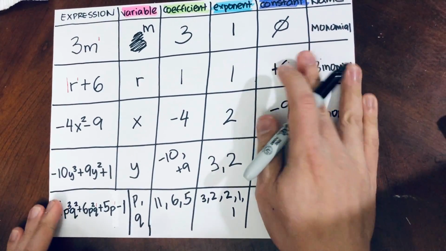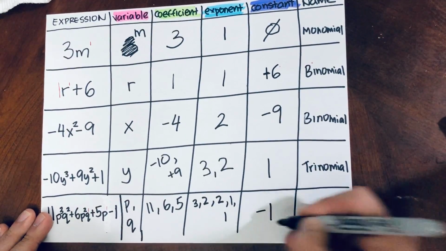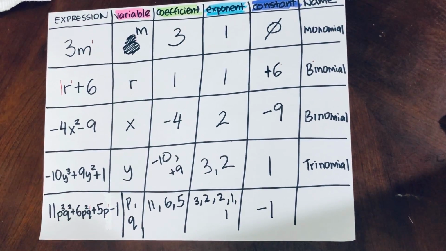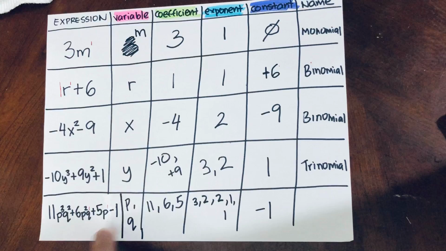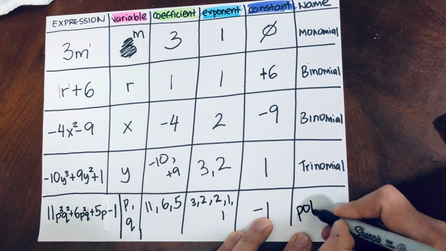What's my constant? My constant is a number on its own. So in this case, it is -1. How many terms are there? 1, 2, 3, 4. In this case, this is called a polynomial.